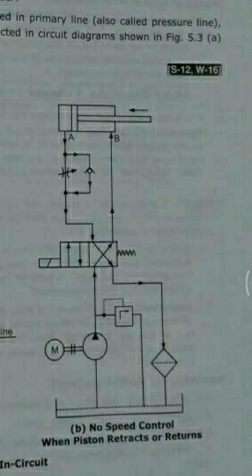Now let us check whether the speed is fast or slow. From the A side, the fluid has two ways, either through the flow control valve or through the check valve. The check valve is open, so the check valve is bypassing all the fluid to the tank through a filter. All the fluid, without a metered quantity, is going inside the reservoir. So in the reverse stroke we are getting a higher speed.